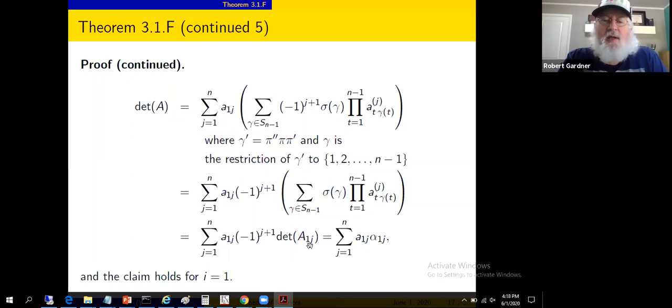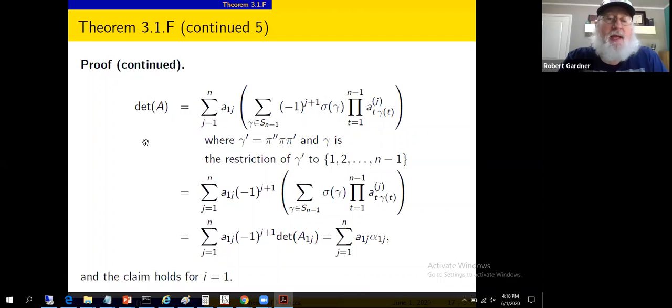Hey, if we took -1 to the power of this index plus that index, which we have here, determinant of a sub ij, that would be a cofactor. It'd be the cofactor alpha sub 1j. So what we have here is a sum from 1 to n, a sub 1j times alpha sub 1j. That's what we were looking for. This is a cofactor expansion along the first row of matrix A.